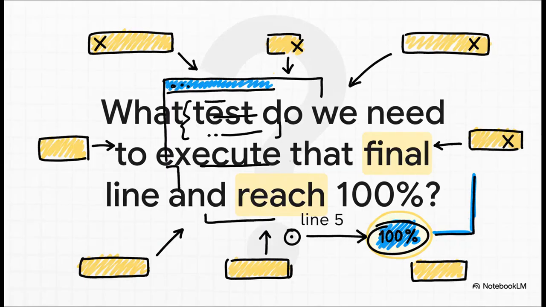See, this is where that white box thinking is so powerful. We look directly at the code, at that if statement, and we ask a very specific question. What kind of input do we need to force the program to finally execute that missed line and get us to 100%?